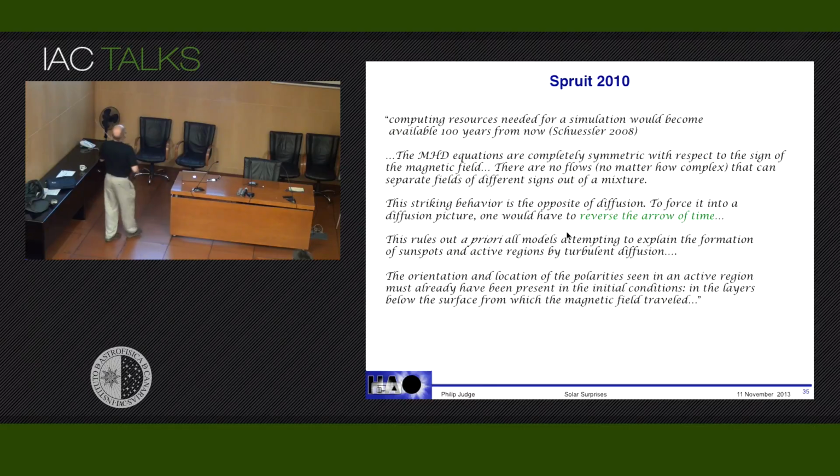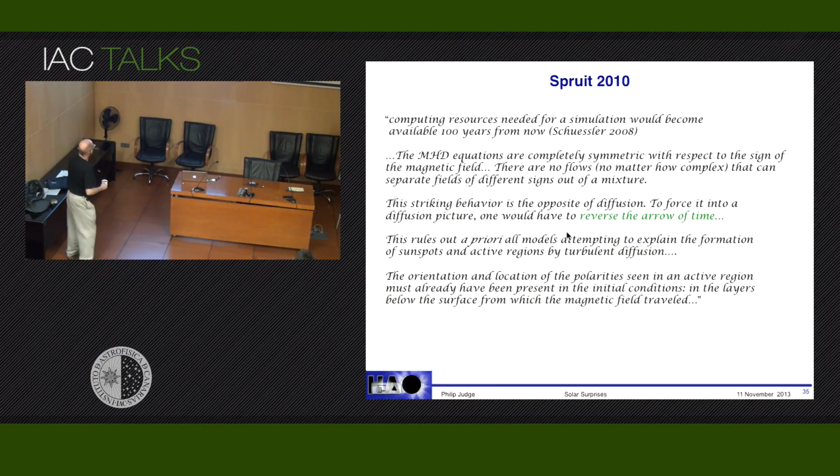So, to summarize his complaints about these things, the computing resources needed for a simulation of this whole thing will be available in about 100 years. So, this is sort of an unpleasant thing. What he's talking about is an estimate needed for the disparate length scales between the solar radius and the length scales at which various turbulent effects happen in the interior to regenerate and reconnect the magnetic field. The MHD equation is completely symmetric to the sign of the magnetic field. There are no flows, no matter how complex, that can separate fields of different signs out of a mixture.